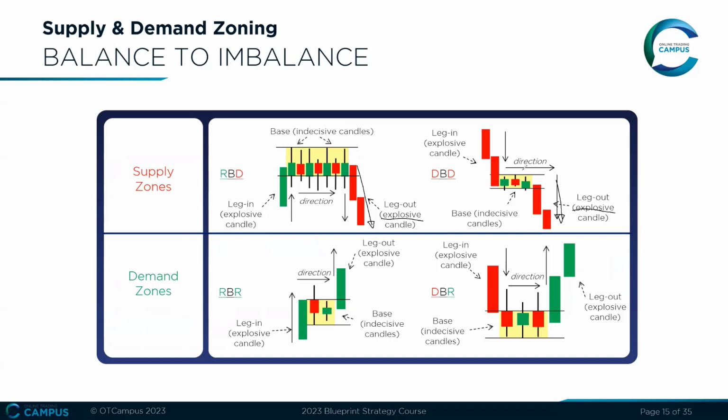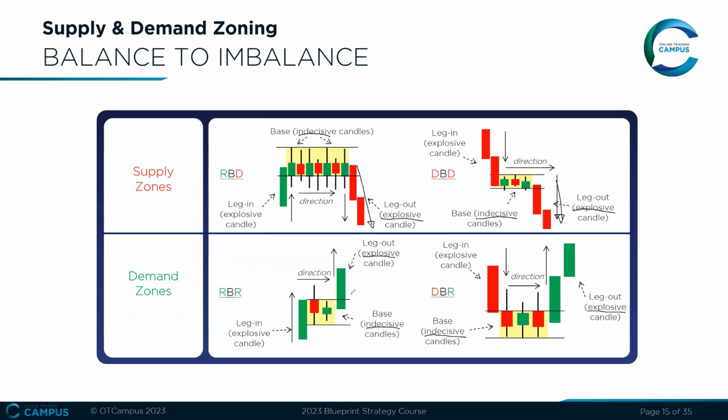Now, the base should consist of indecisive candles in all cases, right? It doesn't matter what formation you're looking at. That's the easy part. The base always consists of indecisive candles. All right, that's the same thing for all of them. And the leg out should always be explosive candles. Ideally, if you can find explosive candles, then decisive candles as well, they do work. So this is a very easy set of rules that makes a lot of sense.